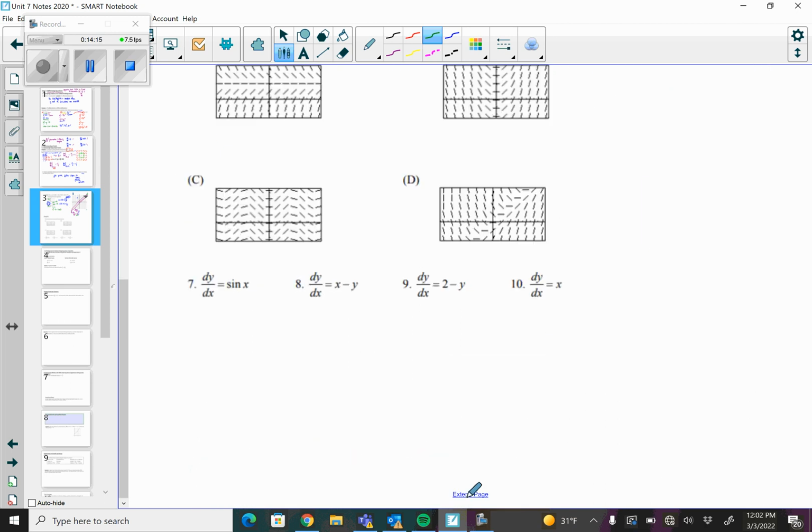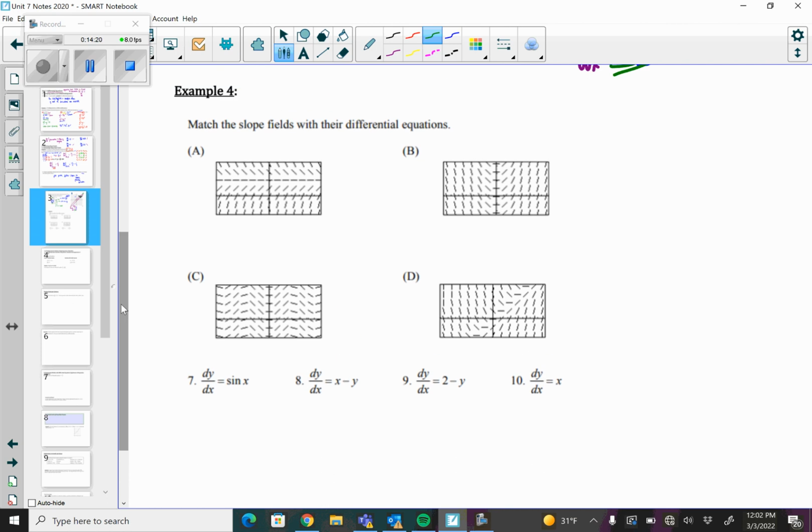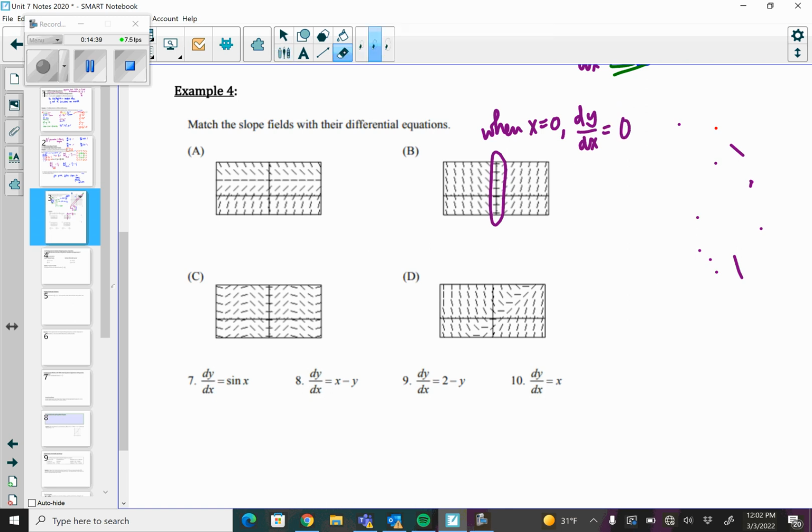For example 4, match the slope field with their differential equations. So again, there's a lot of ways you can think these through. Noticing things about the slopes is important. For example, in B, right off the bat, I notice when x is equal to 0, dy/dx is also 0. When x is 0, the slope of my tangent line is 0.